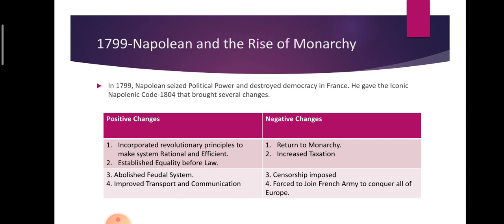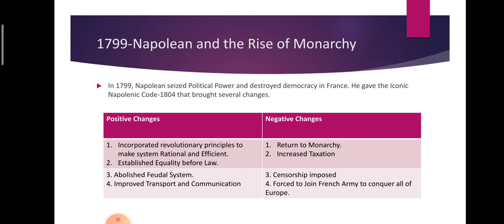Now, what did Napoleon do? He brought a new civil code. A new civil code named the Napoleonic Code was formed in 1804. It abolished all the privileges that were given to the rich and the wealthy people on the basis of birth.